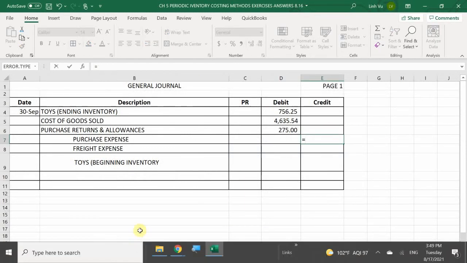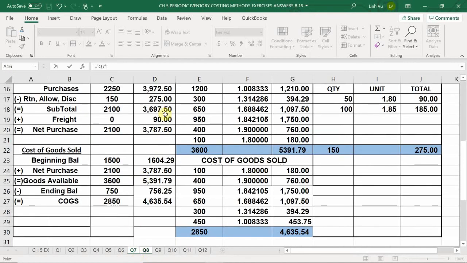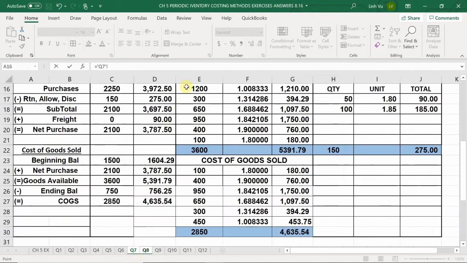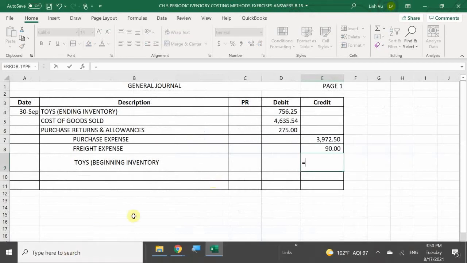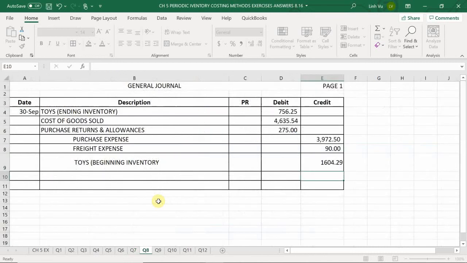Okay, what was my total return? What was my total freight? $90. Right, $90. Okay, let me copy that. And then last but not least, what was my total beginning inventory balance? 1,604 and 29 cents.